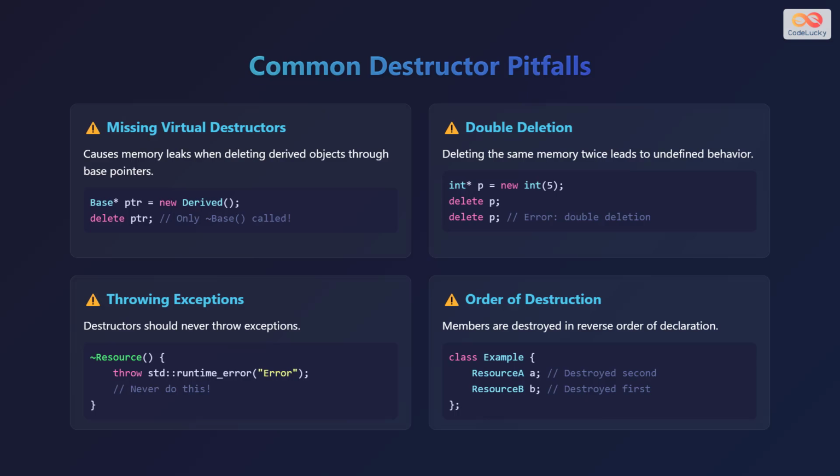Here is the example. We have a base class with a virtual destructor. Then we have the derived class. The derived class allocates memory in its constructor. If the base class destructor is not virtual and we delete a derived object using a base class pointer, only the base class destructor is called, leading to a memory leak because the derived class memory is not deallocated.